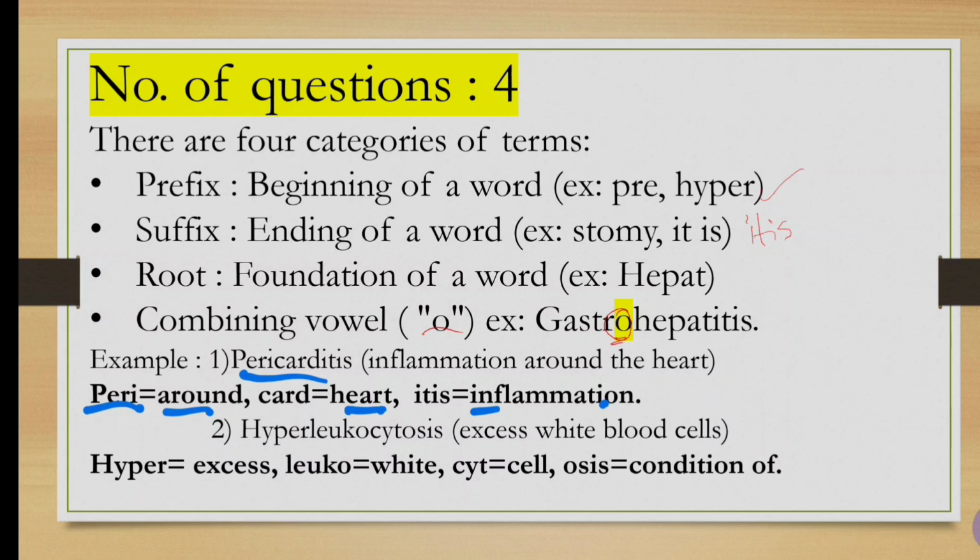Another example is hyperleukocytosis. The meaning of this word is excess white blood cells. So hyper means excess, leuko means white, cyte is cell, osis meaning condition of. Hyper is the prefix, leuko is the combining form, cyte is the root, and osis is a suffix.